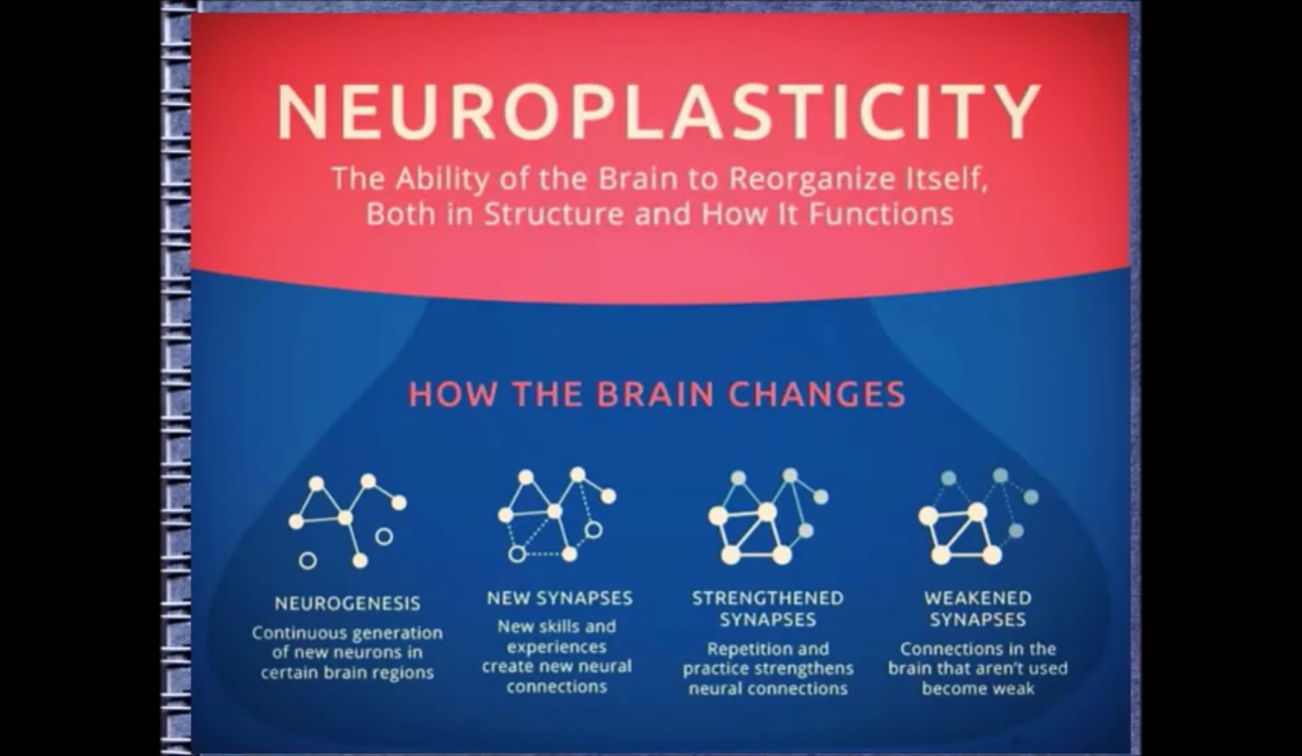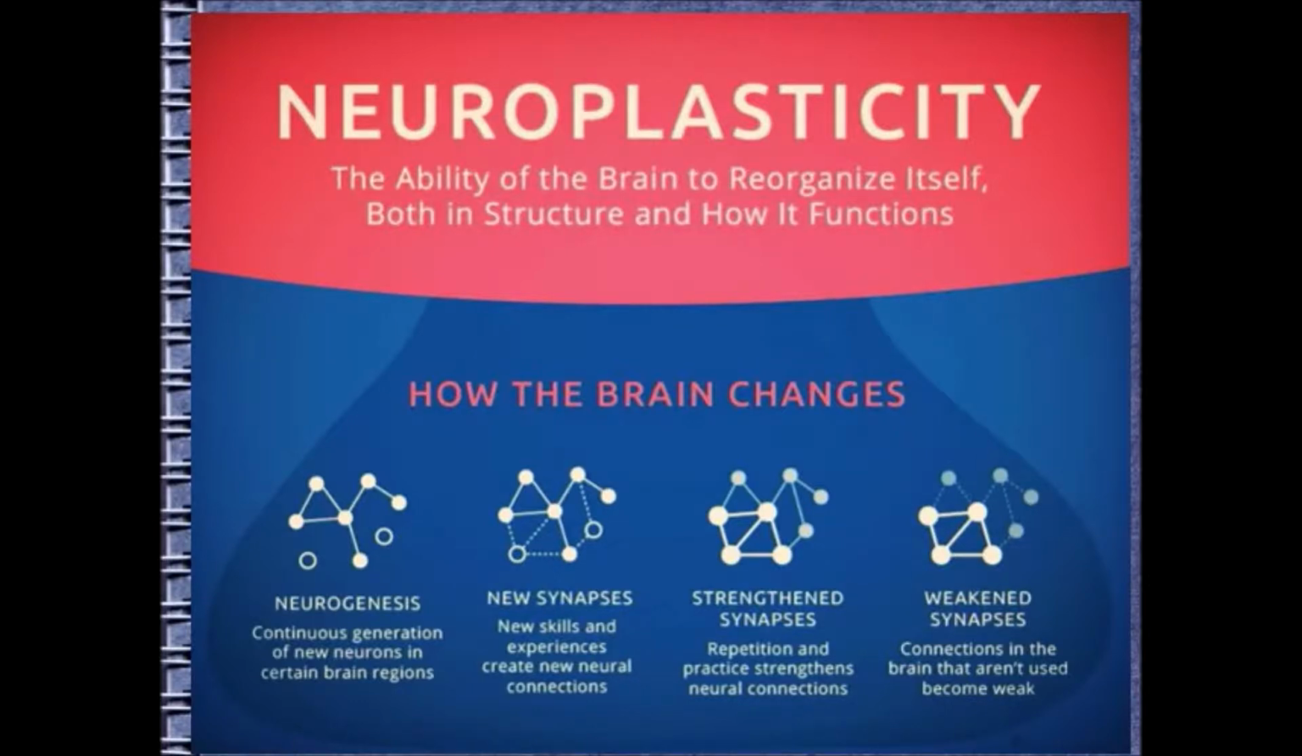Strengthened synapses. Repetition and practice strengthens neural connections. So when you're walking outside, walking around, and your vision is starting to get better, this is actually going to strengthen those neural synapses, and the repetition and practice of that strengthens those connections, and it helps you see better.